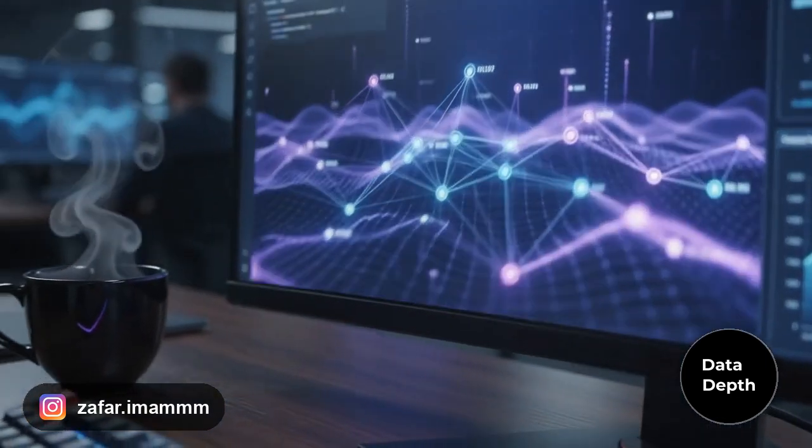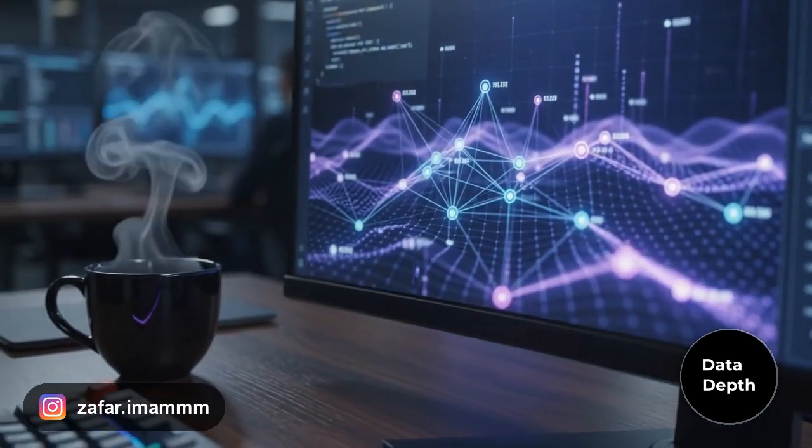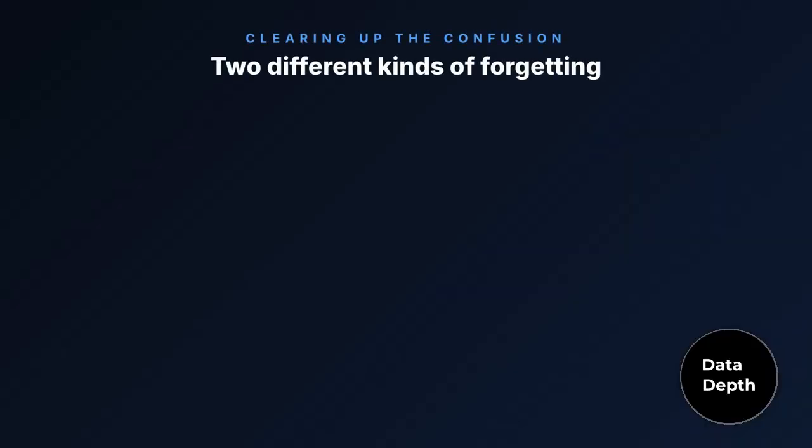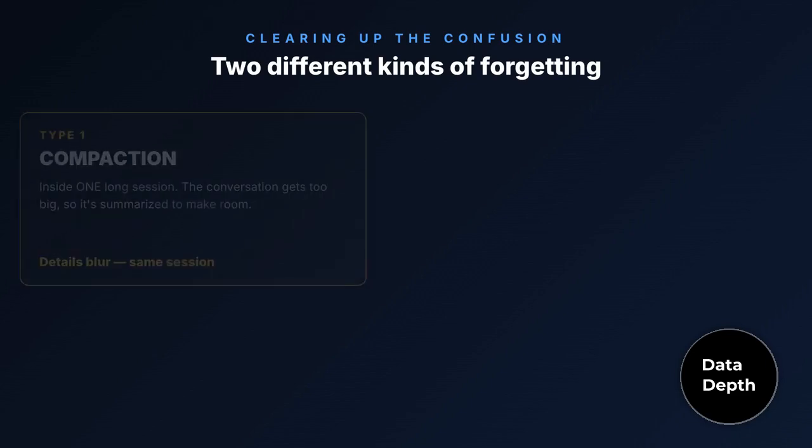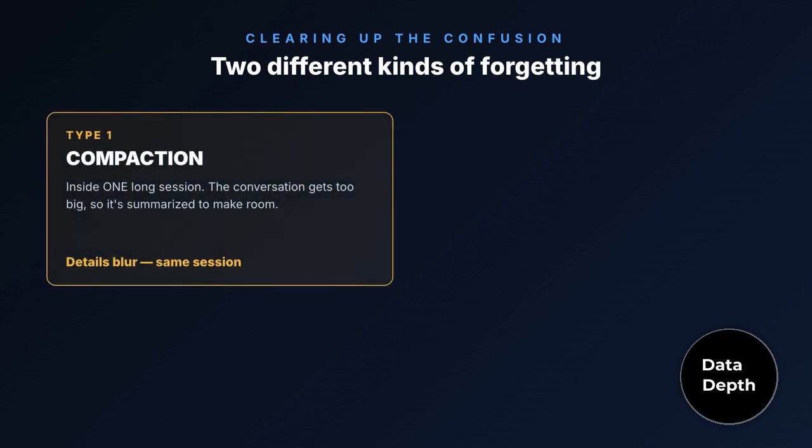Let's start with the confusion I think tripped people up last time. There are 2 different kinds of forgetting, and mixing them up is why this stays fuzzy. Number 1, compaction. That happens inside one long session. The conversation gets too big, so it's summarized to make room. Details blur, but you're still in the same session.